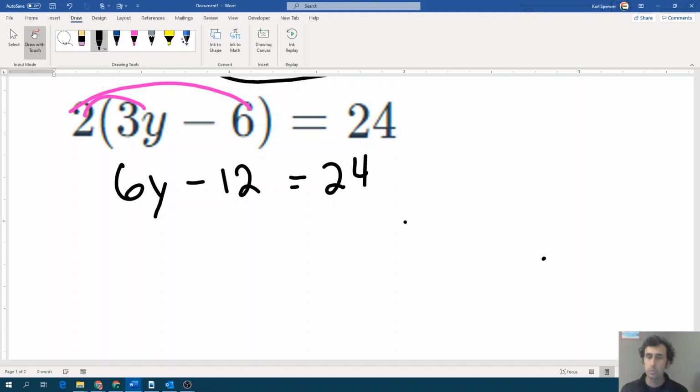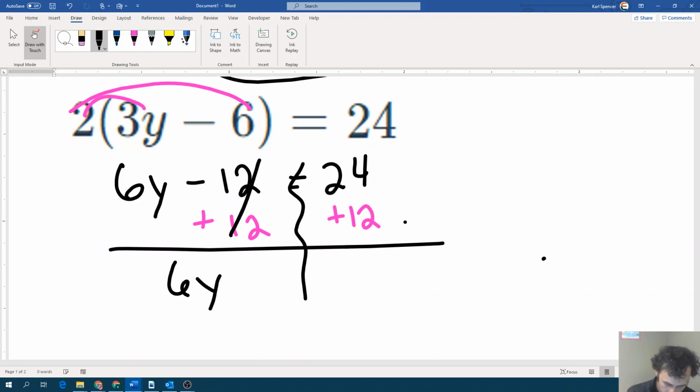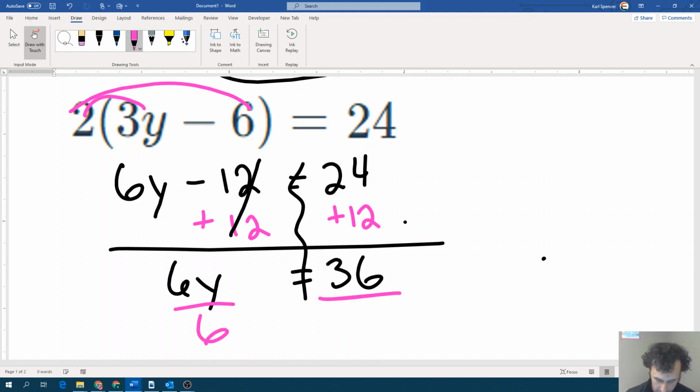Now this problem looks really similar to that first problem we had. We have a variable, we want to get it by itself, so I'm going to add that 12 to the other side. I'm going to do the opposite sign. I'm going to add that 12 over. It's going to leave me with 6y equals 36. Again, just get that y by itself. I'm going to do the opposite. Right now it's multiplied. I'm going to divide. And that's going to leave me with the final answer of y equals 6.